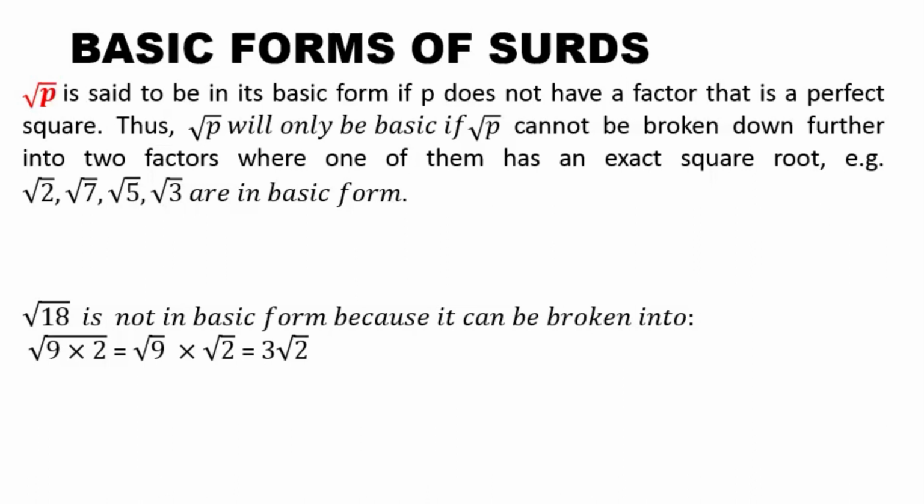However, root 18 is not in its basic form because it can be broken down into root 9 times 2, which equals root 9 multiplied by root 2, which is 3 root 2. So we can say that 3 root 2 now is in its basic form because the root form can no longer be broken down further into any other two factors.